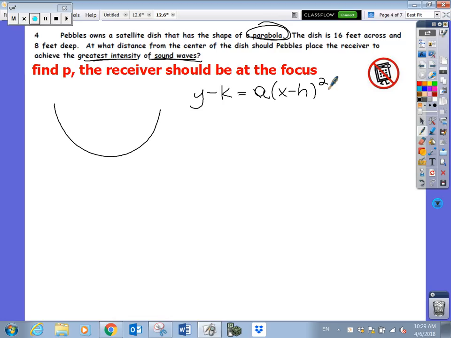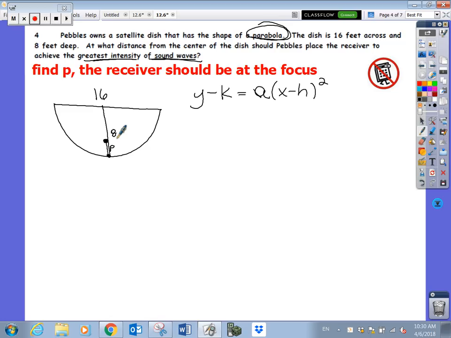So what we want to know is this right here, which is our p-value. We want to know how far away from the vertex that receiver should be placed. What we know is the distance across is 16, and we know the entire height of the whole dish is 8. That does not mean our answer is 8 and we're done. We have to figure out what p is. All we know is we have this big dish-looking thing in the shape of a parabola, and we know how tall it is and how wide it is.